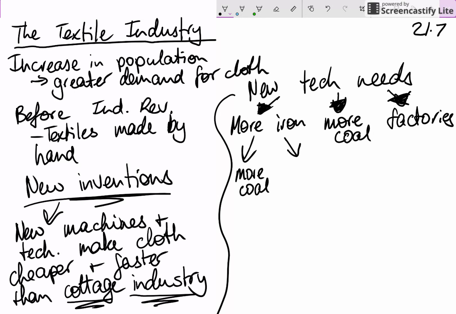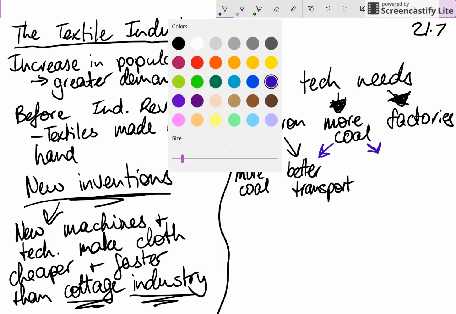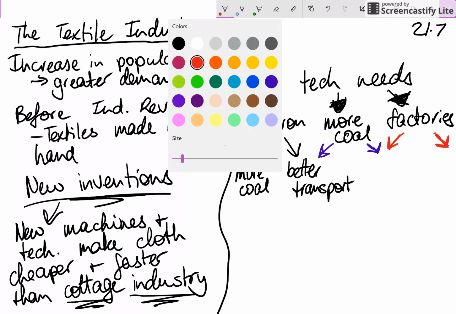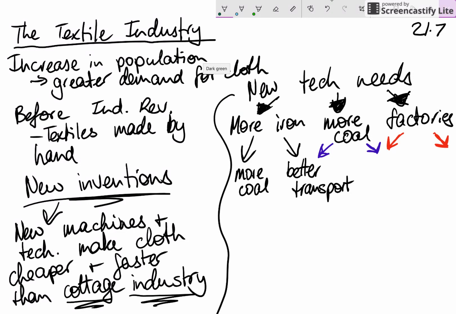All right, so I'm going to actually switch up my colours a little bit. I'll do this in blue. So more coal also leads to better transport because remember, steam engines. All right, so this is just where I'm using different colours. If you want to use different colours as well, that's fine. So dark green.